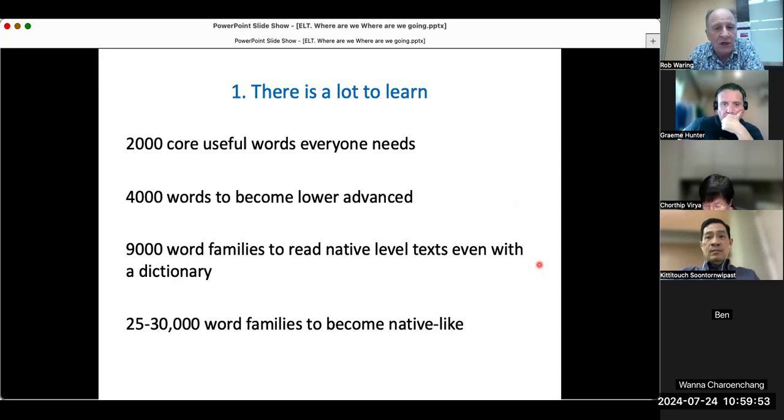We looked at this before. I showed you this on a slide previously. 2,000 core important words, 4,000 words to become lower advanced, 9,000 word families to read native text. The average native speaker would probably know between 25 to 30,000 word families. I'm not going to go into the technical detail of what a word family means. It gets quite deep, but basically it refers to the word plus its inflections plus its derivatives.